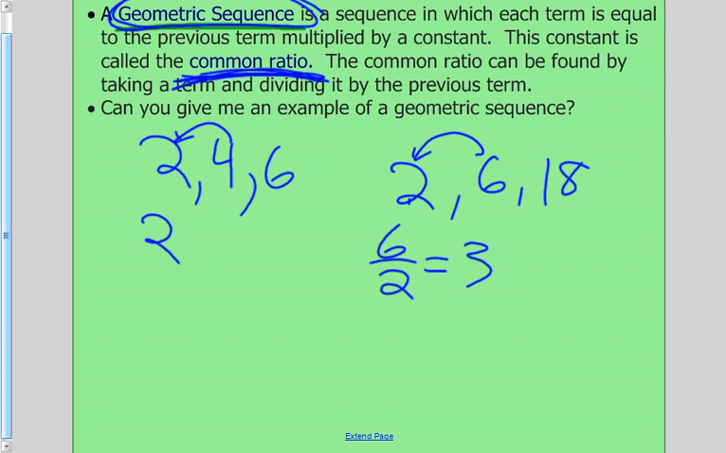Besides that, all the same rules apply. Everything the same applies. So let's take this example here. How do you think you would write our rule for this sequence here? Who wants to give a stab at writing the rule for this sequence here? Let's go right over there.